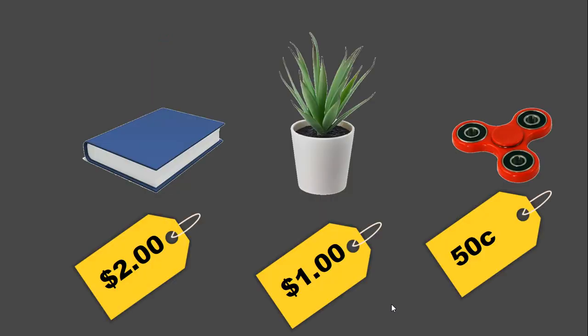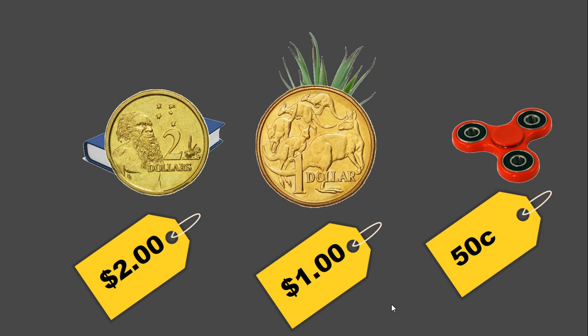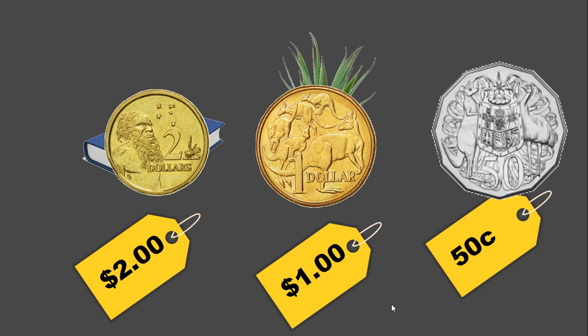When we go to the shops and we see price tags, there are all different prices and dollar amounts or money amounts that represent things that we want to buy. So here we see a book for $2. And that's easy because you can just give over a $2 coin to pay for that book. The same with the plane. It costs $1. That's easy, just hand over your gold coin, which is a dollar coin. And for the fidget spinner, 50 cents. And for that, you would just pay with a 50-cent coin.